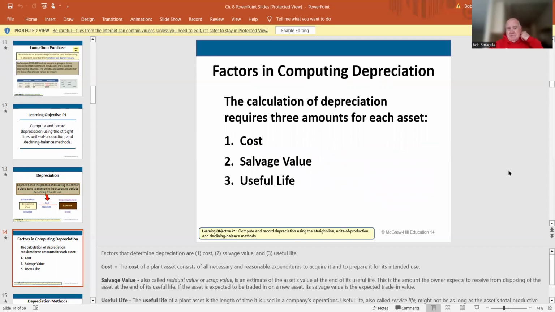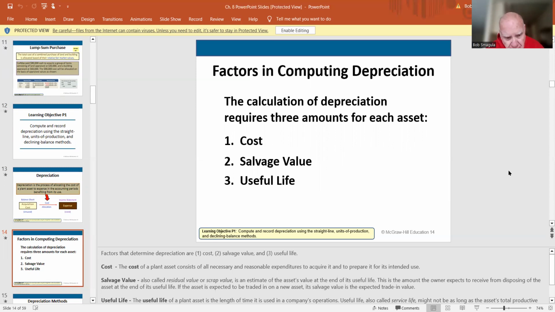Factors in computing depreciation. Well, we need to know some things. We need to know the cost of the unit. What was the acquisition cost on this machine? And we need to come up with what's called the salvage value or the residual value. And that's simply our best estimate of what this asset might be worth after it's fully depreciated.